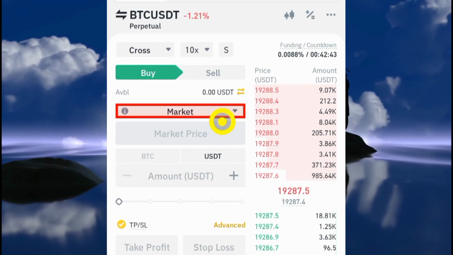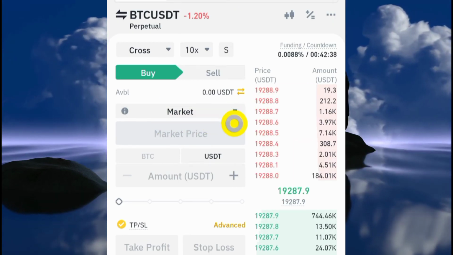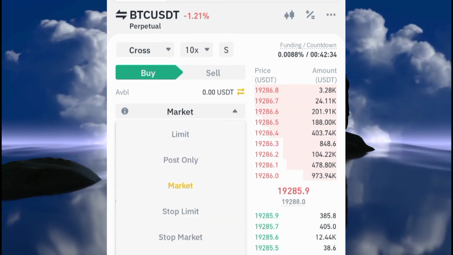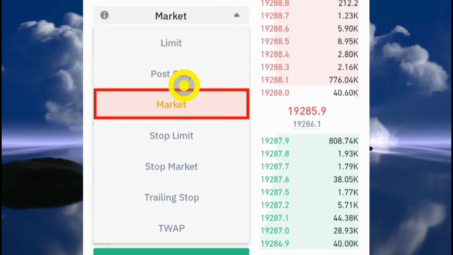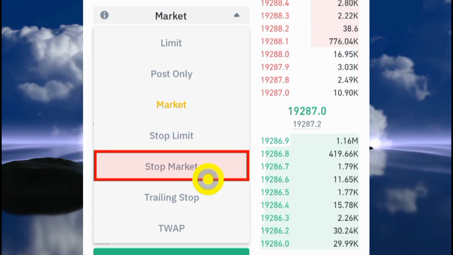Now let's move on to this next important aspect of futures trading. If I click on this button here, that's going to show me all of these things here. So we're going to look at how to use these functions here to be able to trade successfully on Binance.